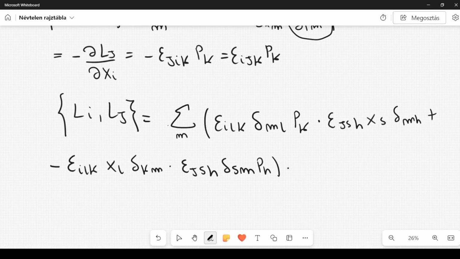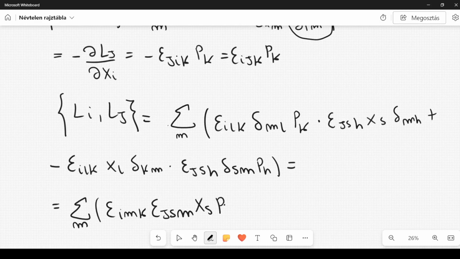ph. Now we can also rewrite this in the following fashion. We sum over m. We have epsilon imk epsilon jsm xs pk minus epsilon ilm epsilon jmh xl ph.